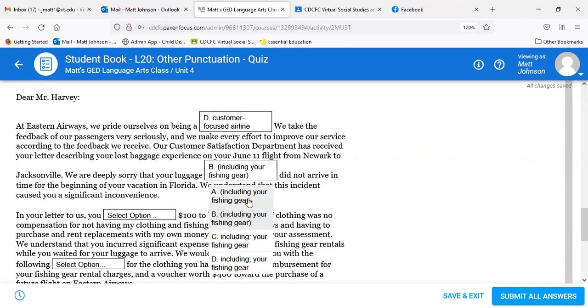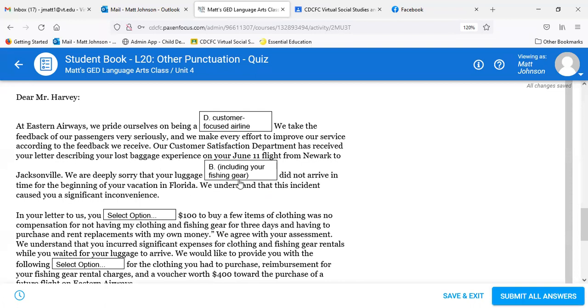So that would obviously eliminate A. And C, we don't have a list of information, and that is not a complete statement. We are deeply sorry that your luggage, including, that is not, right? That's a problem there. So those two would make incomplete sentences if we used C or D. Here, we're just using that little interruption, including your fishing gear, did not arrive in time for the beginning of your vacation in Florida. So everything after the parentheses makes a complete sentence.